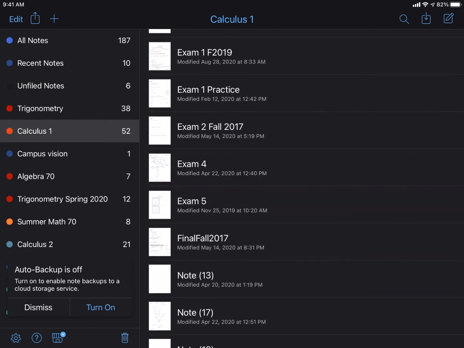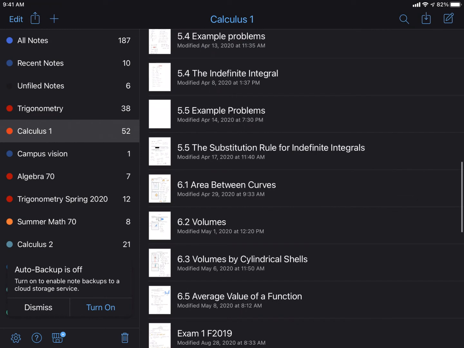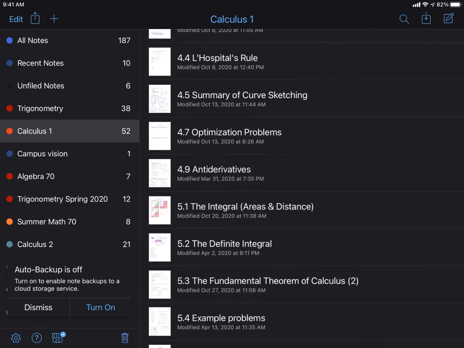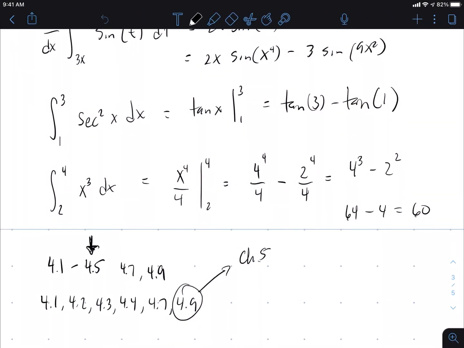Professor, so we're not going to do 4.9 and 4.7, right? 4.7 will be on the exam. What won't be on the exam is 4.9. But these will be on the exam. 4.7, that is big. 4.7 is your optimization stuff. That's where the word problems come into play.